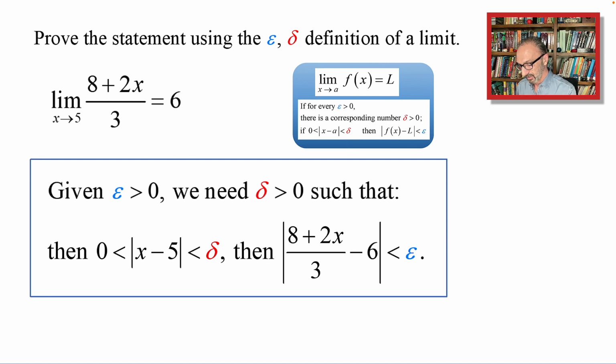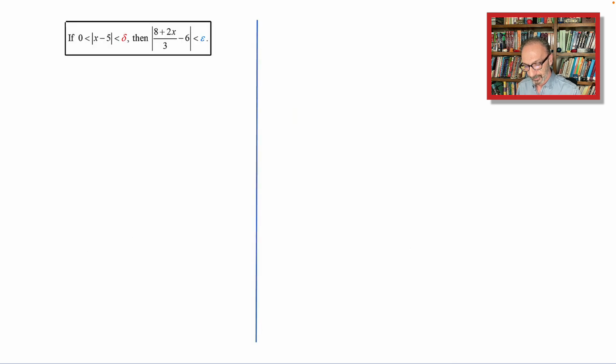We need x's within an interval of radius delta away from 5. All these x's will guarantee that the outputs, which are called f of x, away from 6, our limit, will be less than epsilon, meaning all the outputs will be in the interval 6 minus epsilon to 6 plus epsilon. That's just like a connection, but still we're not proving it yet.